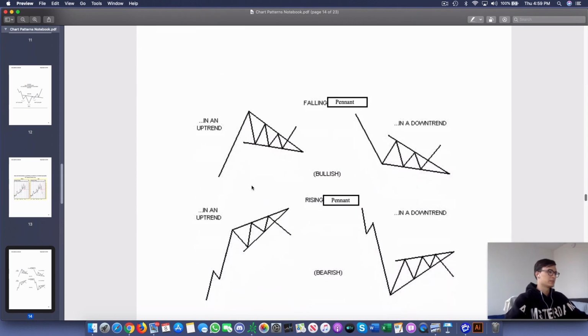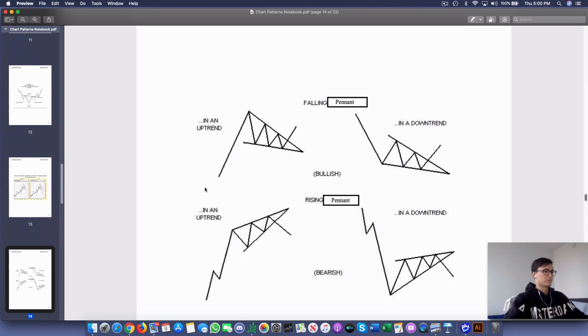Falling pennants are basically similar to bullish flags, which you'll see later on in this video. But instead of... actually, I'm going to skip that. I was going to say something, but you wouldn't understand since I haven't shown you what a bullish flag is.